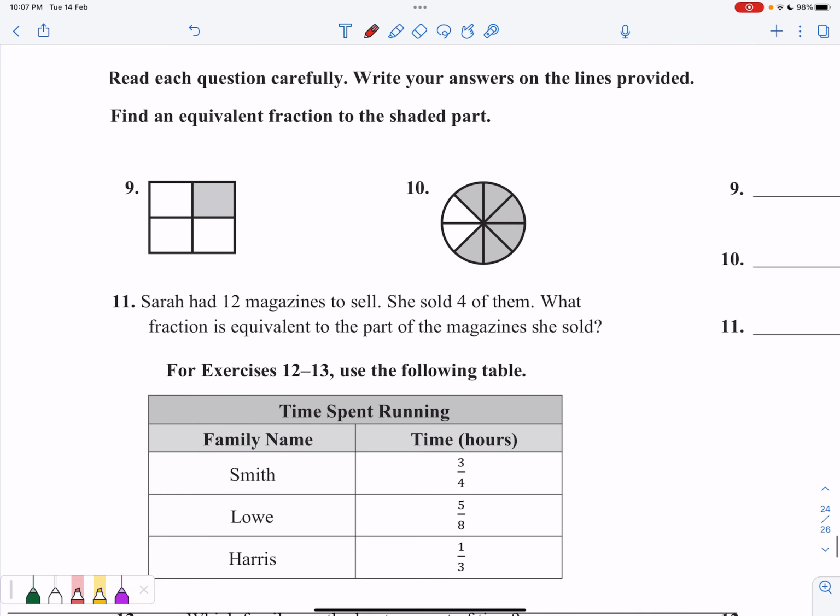Question 9. How many shaded parts do we have? We just have one of these parts. So 1 over, how many total parts do we have? We have 4 of them. Okay? So the fraction here is 1 over 4. How can we write an equivalent fraction?